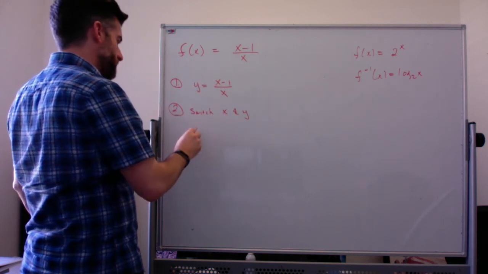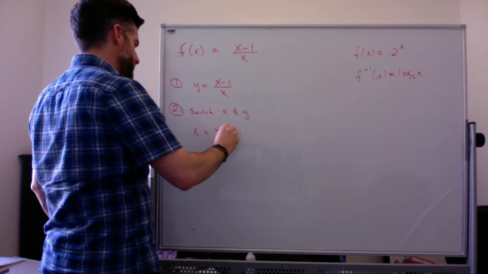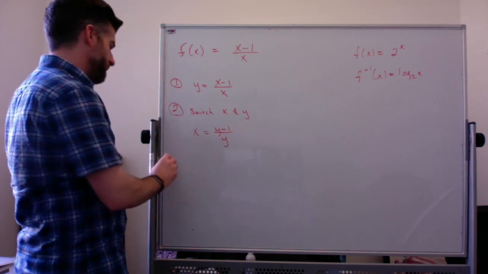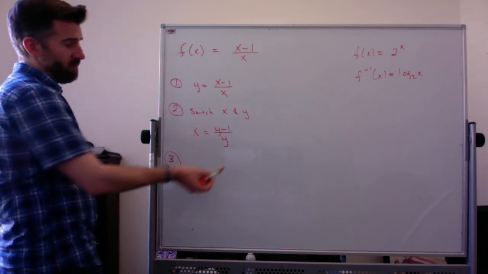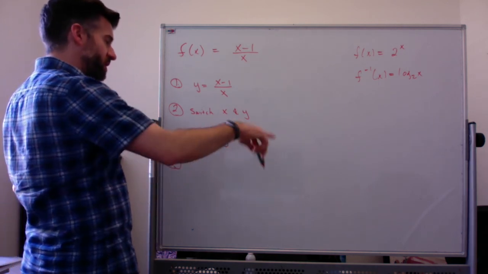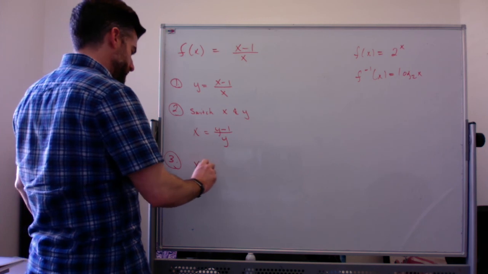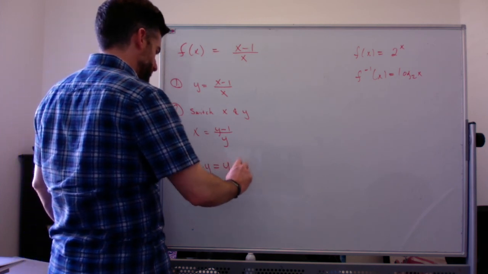Switch x and y. So x equals y minus 1 over y. And then we're going to solve for y, which is not always easy. My usual plan of attack if I have a fraction is to not have a fraction. I'm going to multiply everything by y. So x times y equals y minus 1.